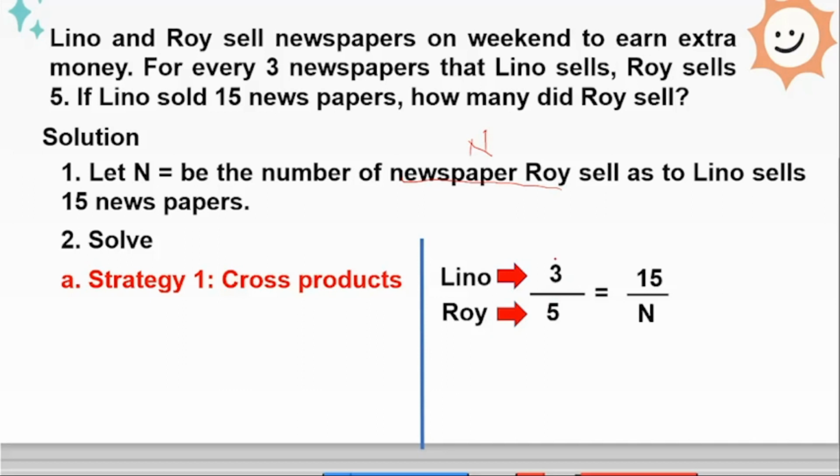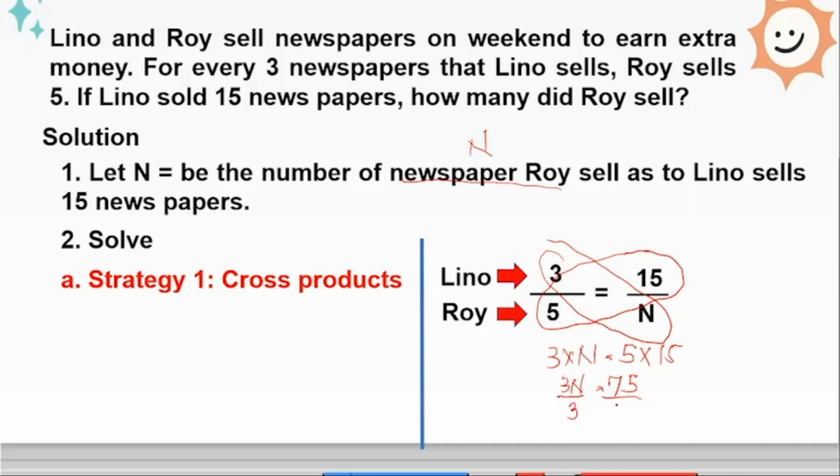So, all we have to do is multiply the extremes and then cross multiply the means. So, 3 times n is equal to 5 times 15. Then, 3n is equal to 5 times 15. The product is 75. Then, we will be dividing both sides of the equation by the number na partner ni n. Sino yung partner ni n? Si 3. So, si 3 ang gagamitin nating divisor.